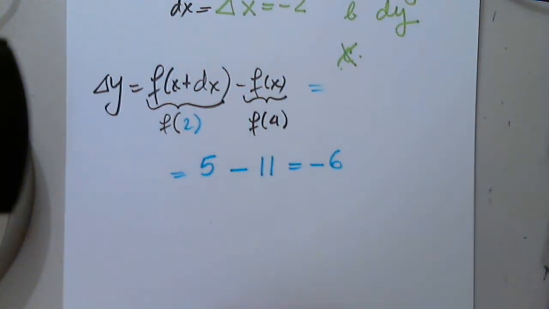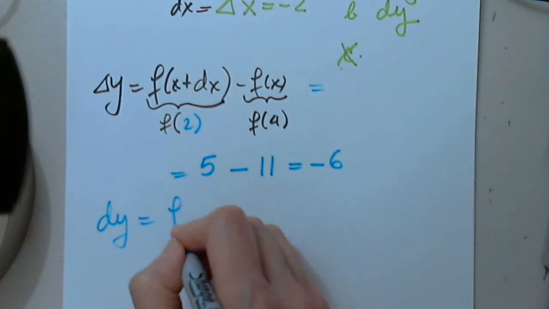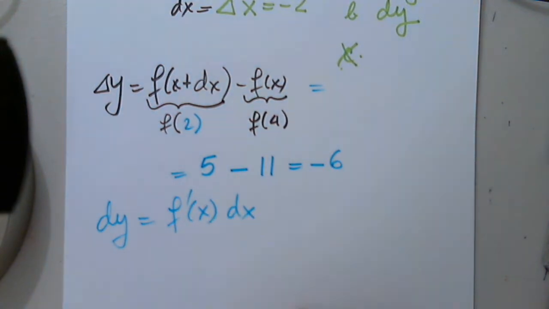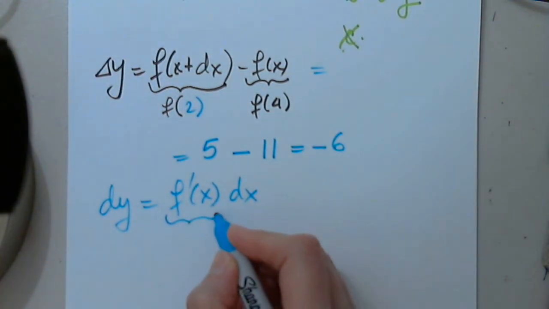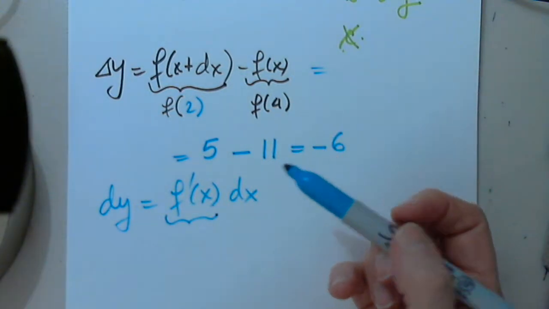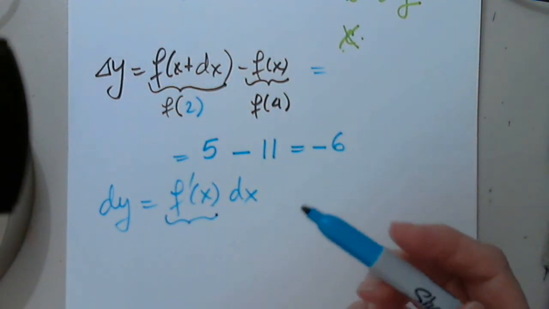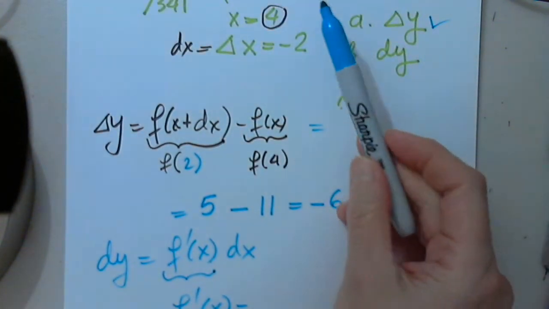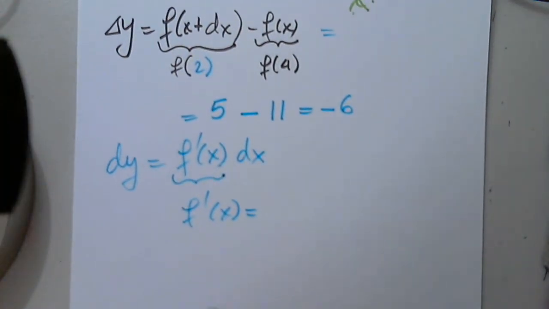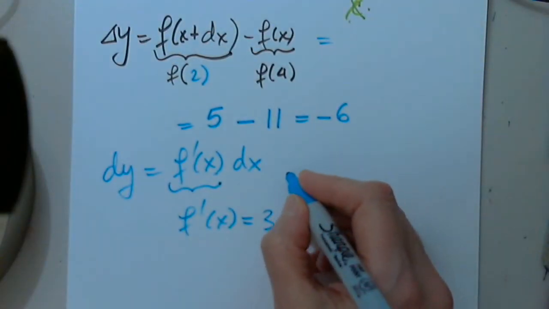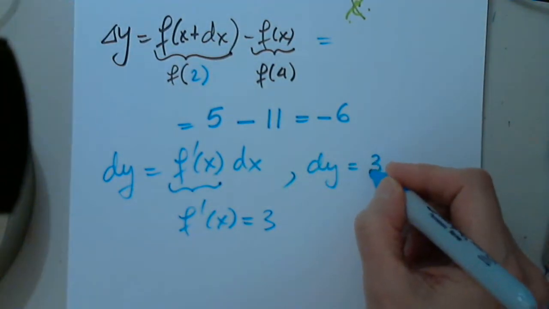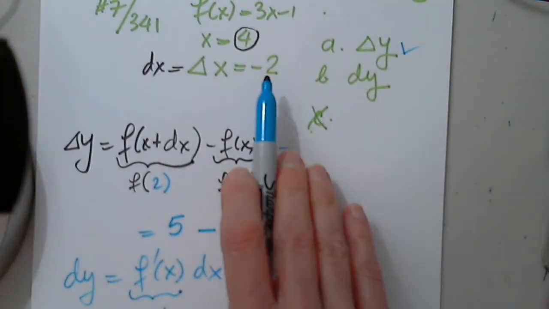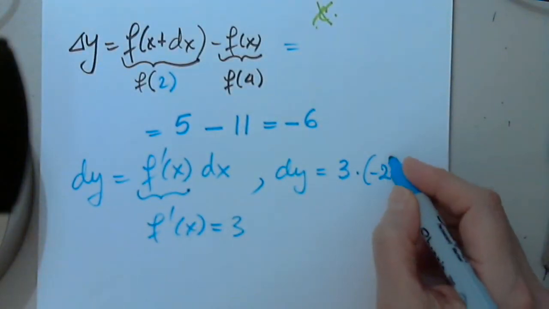Now they want us to find dy. But we know that dy is, by definition, f prime of x dx. I have to find f prime first before I find f prime of 4. So can anyone give us f prime of x for this function? Is it just 3? That's it. So I don't have anything to plug in, right? So then I will continue with dy equals 3 times dx. dx is negative 2. And look at that.